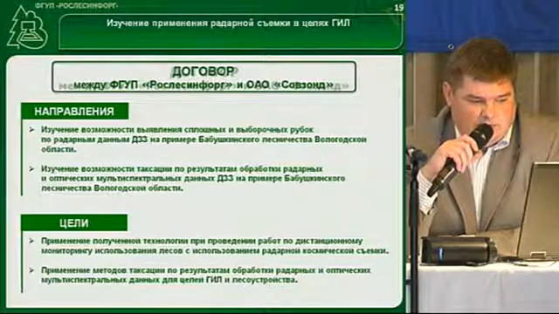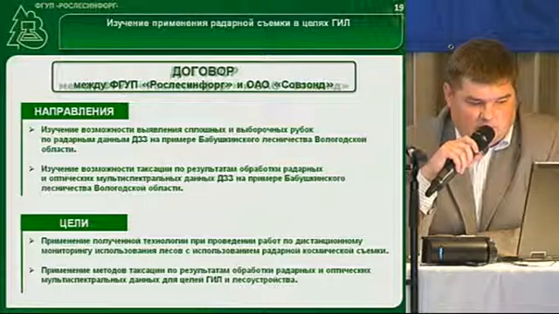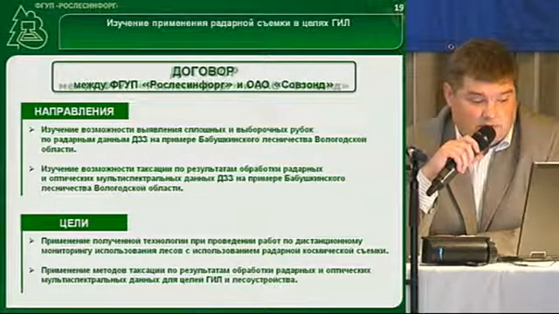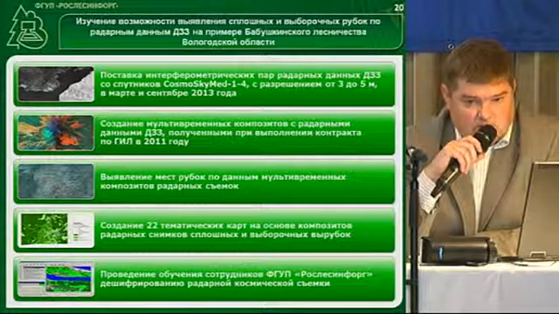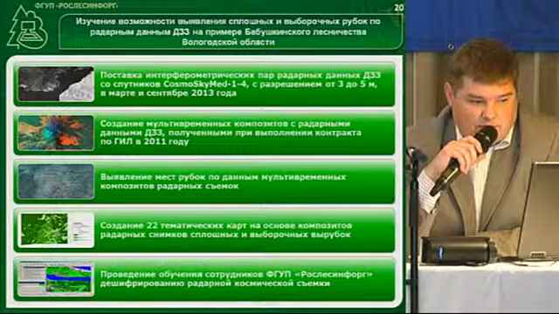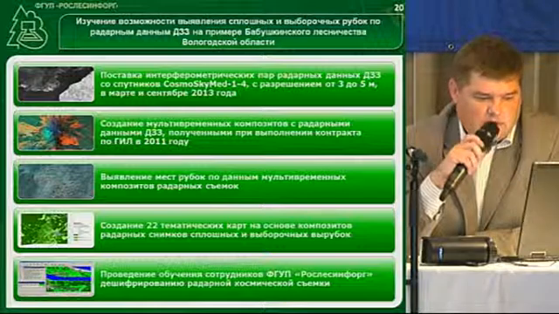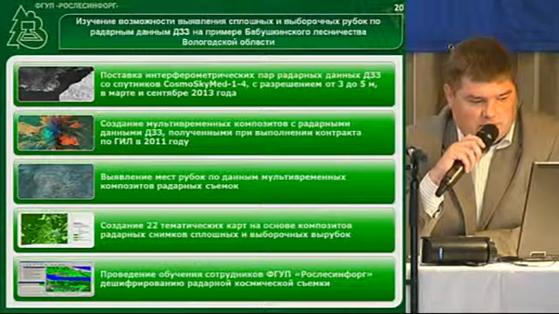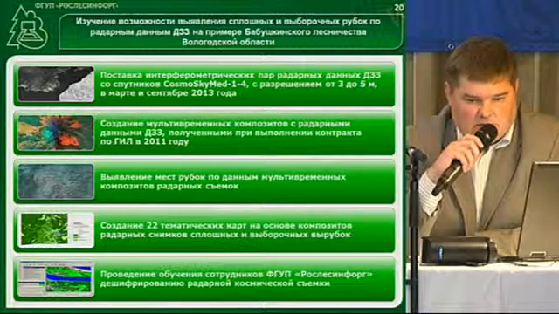The main purpose of this work is application of the acquired technology of remote monitoring of forest use using radar space imaging and the application of taxation methods based on the results of joint processing of radar and optical multispectral data. At the moment, this project is not over yet. A lot of activities have been completed, though, and we expect that upon conclusion of this experimental project we will generate thematic maps based on radar images and multispectral images.